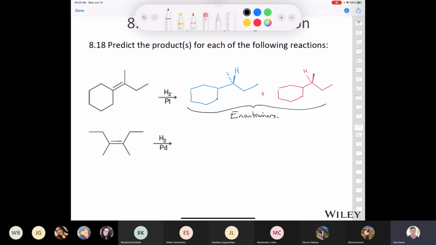Could anybody tell me how many compounds I would get from this reaction, the second one? How many different compounds would I get from this reaction, from the syn addition? Yeah, thanks, Mackenzie. You're 100% correct. You only get one. Why? Could anybody answer why you only get one compound?